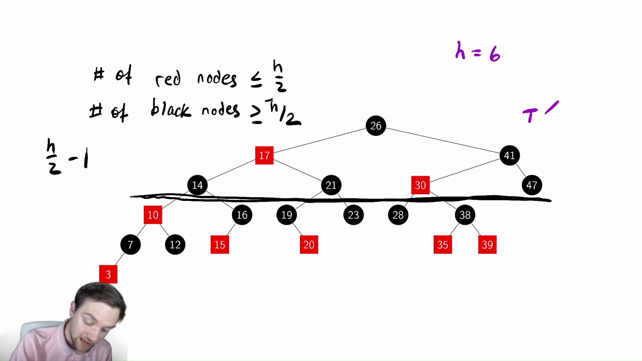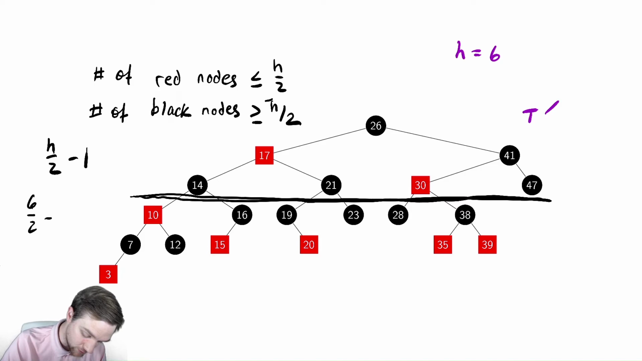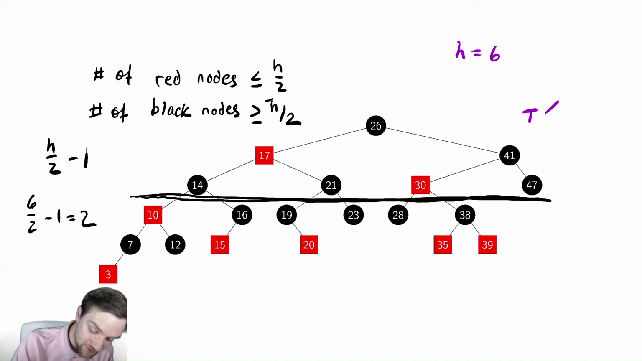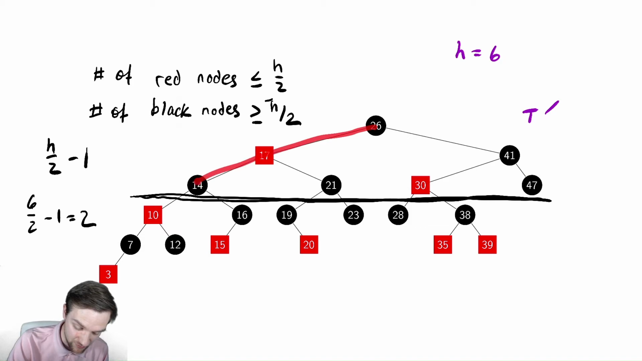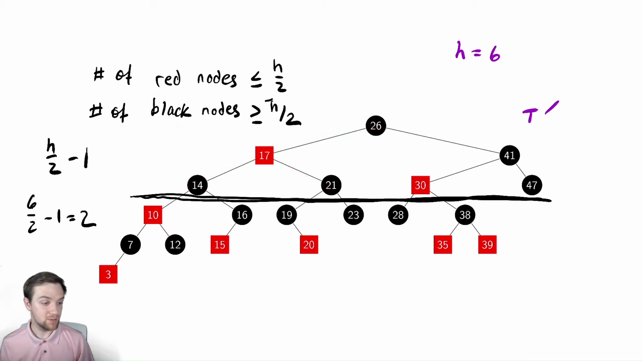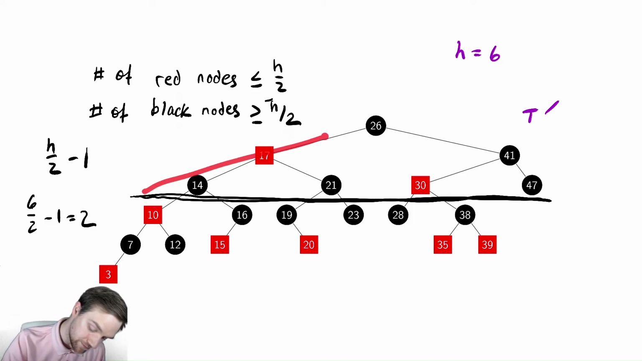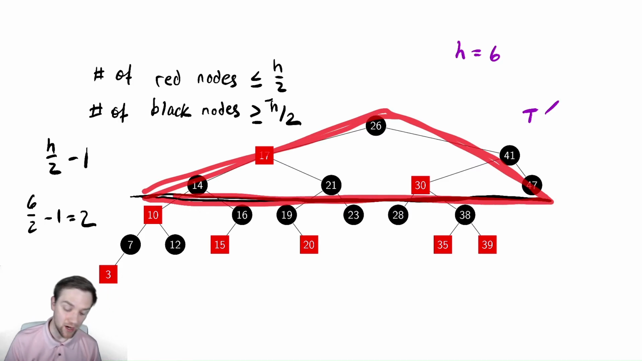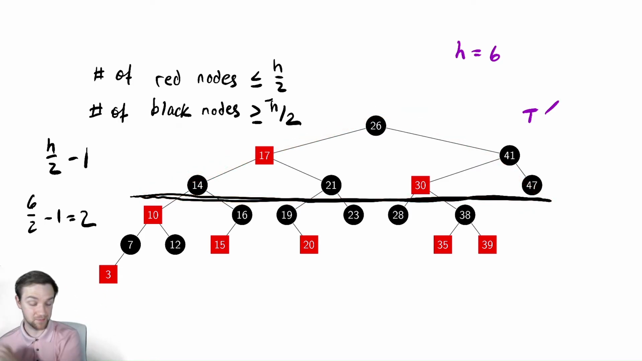So we have a binary search tree of height 6 over 2 minus 1, which is height 2, guaranteed to be within this tree. And we can see that inside of here there are some paths which have 3 black nodes, some paths which have 2 black nodes. It doesn't really matter for those, but there is a complete binary search tree, this tree here, that is a subtree of our red-black tree.